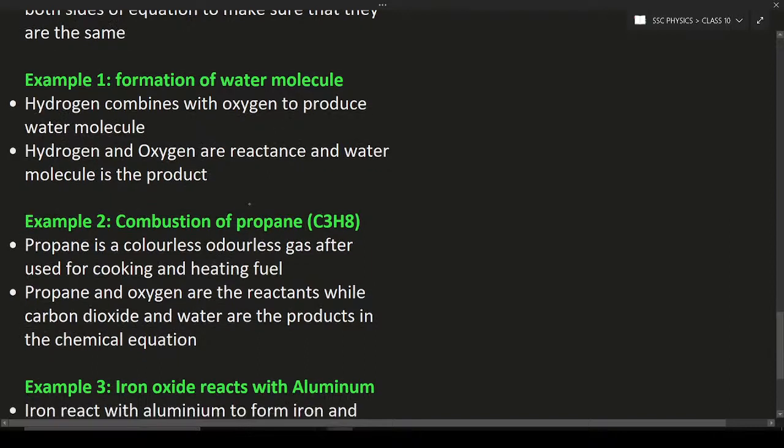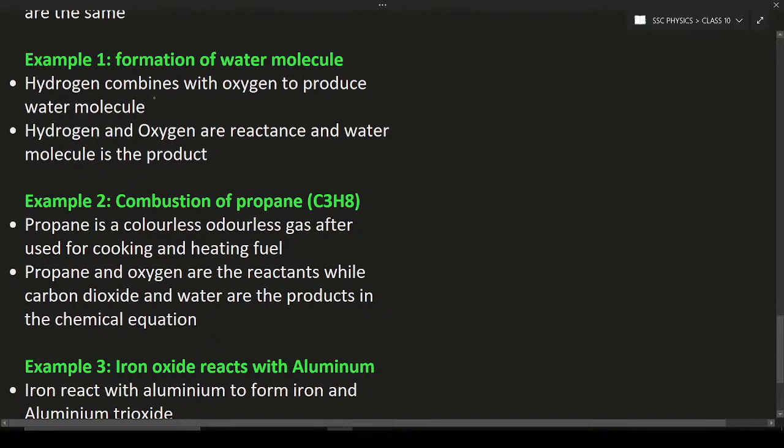The first example is the formation of a water molecule. Hydrogen combines with oxygen to produce water. Here hydrogen and oxygen are the reactants, and water is the product. Step 1 is to write the skeleton equation. Hydrogen plus oxygen react together to form water. The formula of water is H2O. We have to write the correct chemical formula.